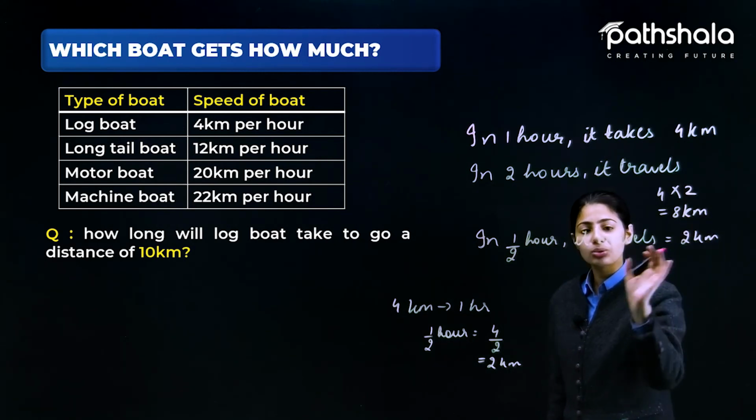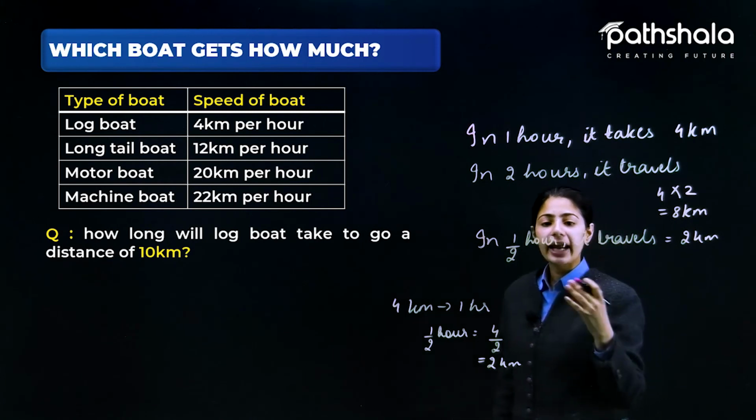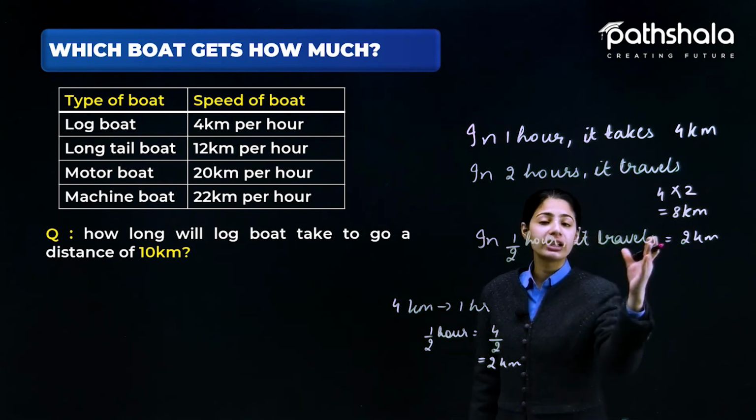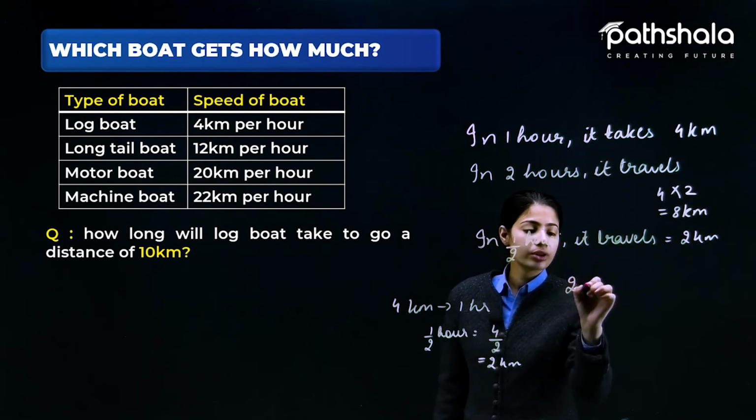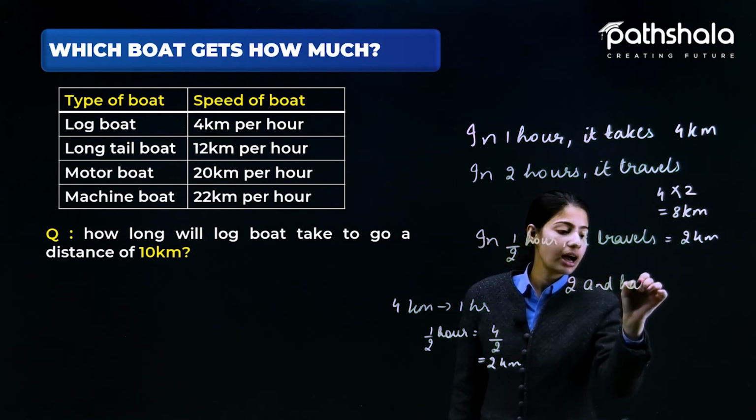Now 8 plus 2, this is 10 kilometers, and time taken for the log boat to travel a distance of 10 kilometers is 2 hours and half. So this is 2.5 hours.